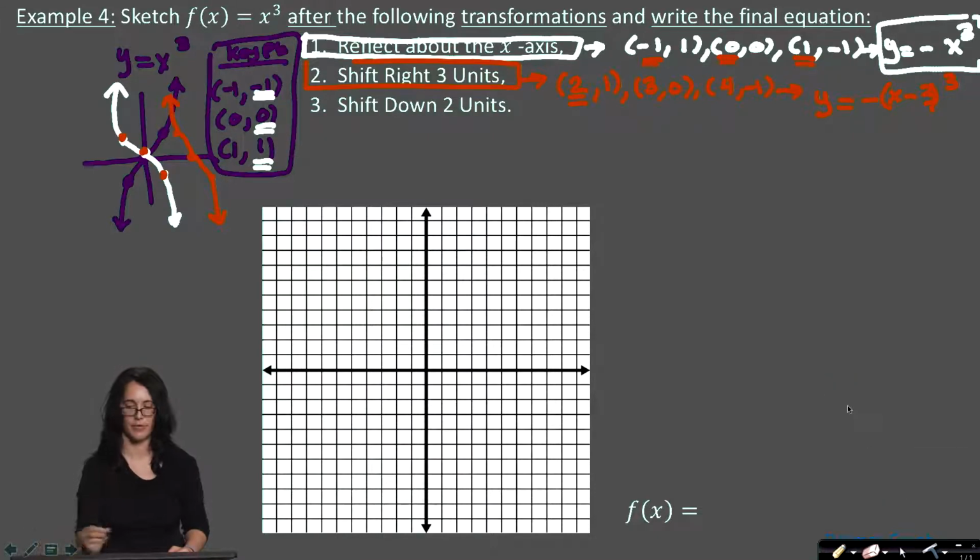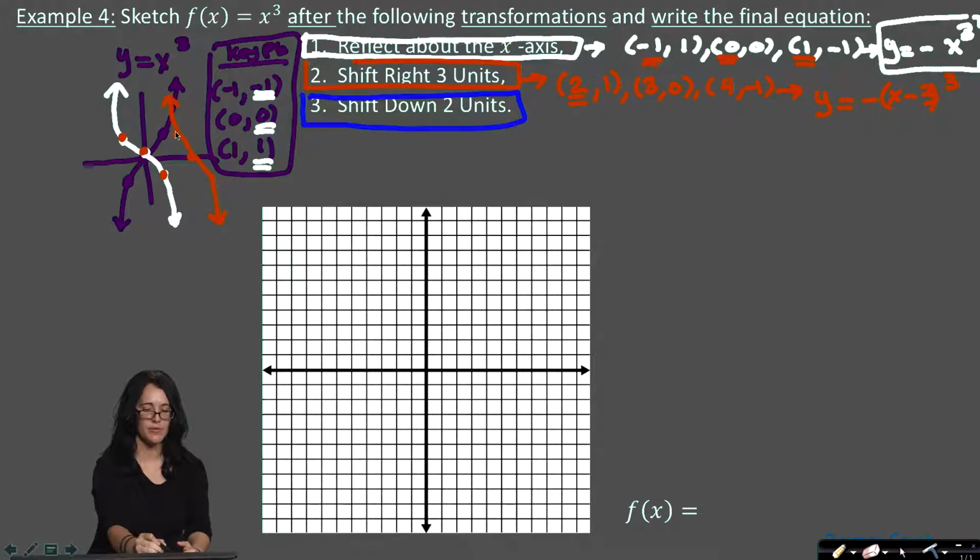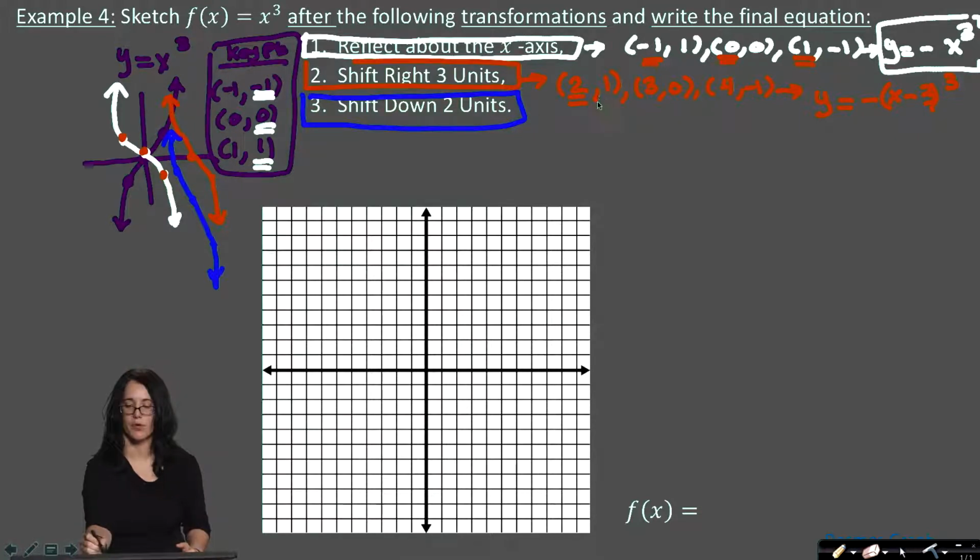So let's grab our color blue here. For our third transformation, we're supposed to shift the entire graph down 2 units. Visually, that means that each of these y values needs to go down 2 units. So down 2 units, this was at 1. Something like this, something like this, something like this is happening. So this whole graph should be looking something like this at the end. And let's see if we can get that modeled with our points.